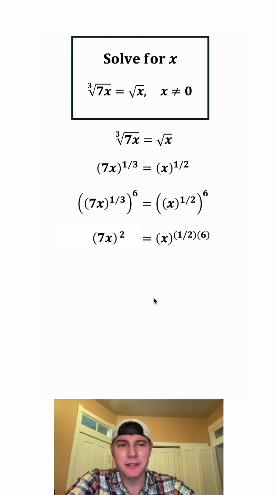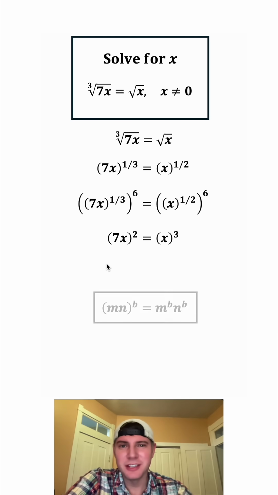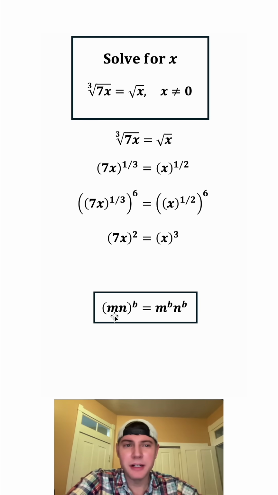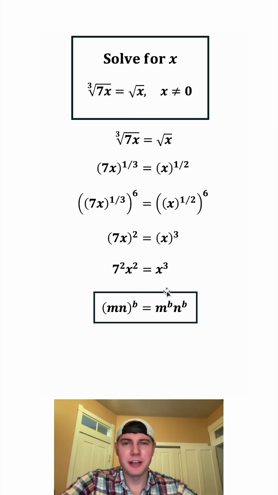So this will be 7x squared. And on the right-hand side, 1/2 times 6 is 6/2, which is 3. So we end up with x cubed. Now to simplify the left-hand side, we're going to use these notes here. This says the quantity m times n to the b is m to the b, n to the b. The b distributes to both of these. So this quantity of 7x squared can be rewritten as 7 squared x squared. And that's still equal to x cubed.